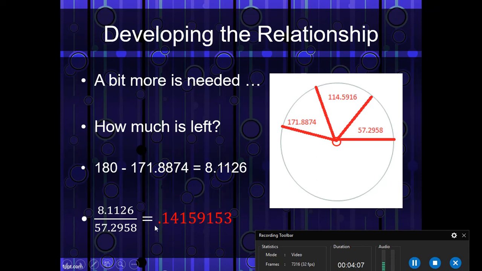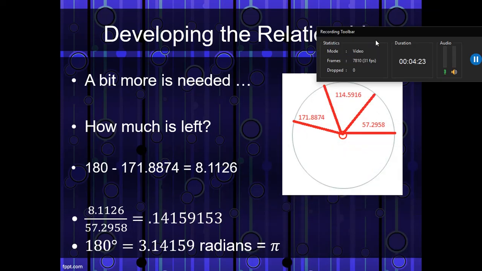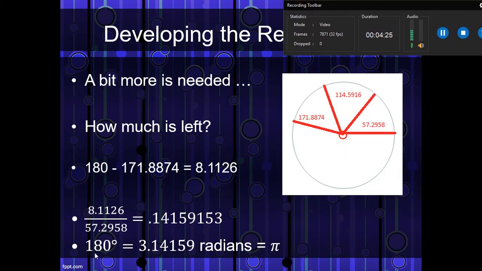If you look at that number, 0.14159, hopefully that will seem familiar. So I have used 3 full radians, 3, and then I need 0.14159 of another radian. So if you're putting this together, what you can see here is that 180 degrees is the equivalent of 3.14159 radians, which is the value that we use for pi. So this is where that number comes from.